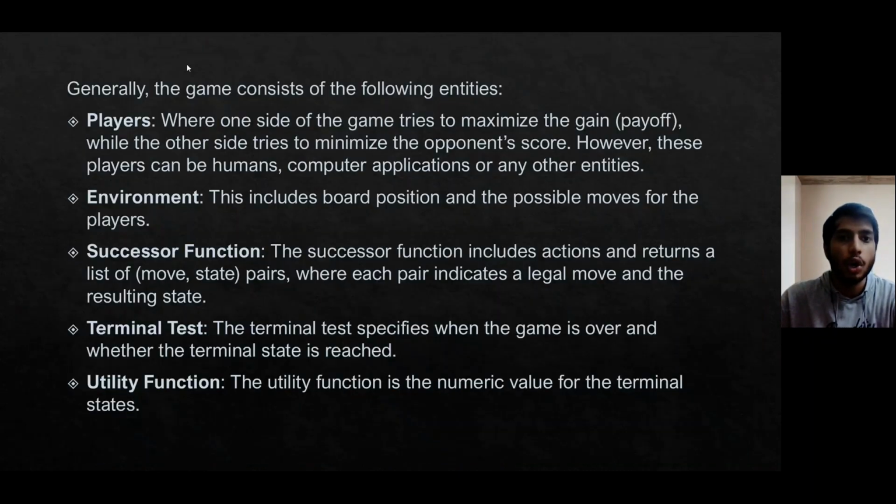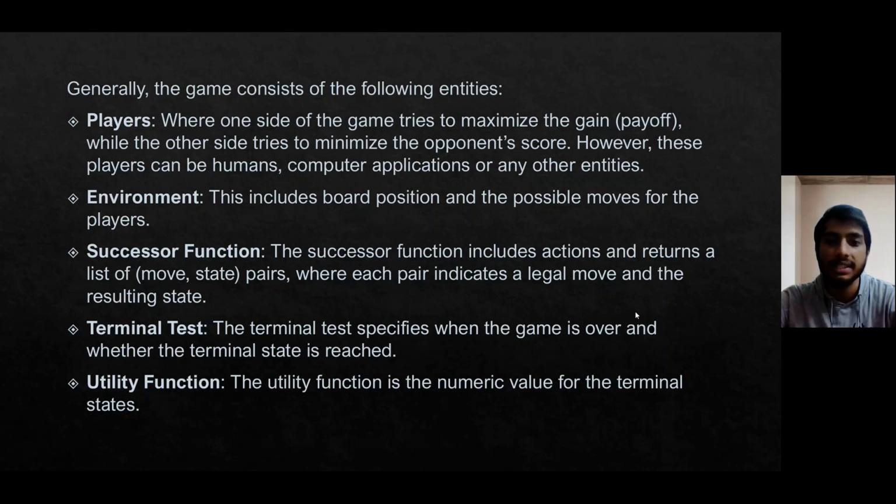Now let's have a look at the entities of a game. First of all, we have players, where one side of the game tries to maximize the gain, while the other side tries to minimize the opponent's score. However, these players can be humans, computer applications, or any other entities. Environment. This includes the board position and the possible moves for the players.